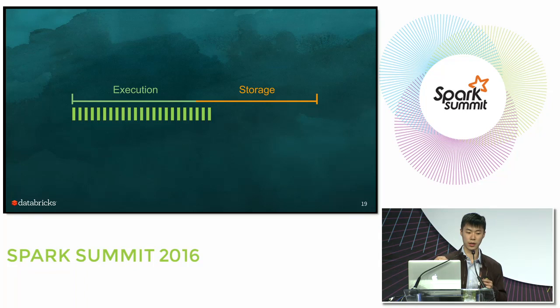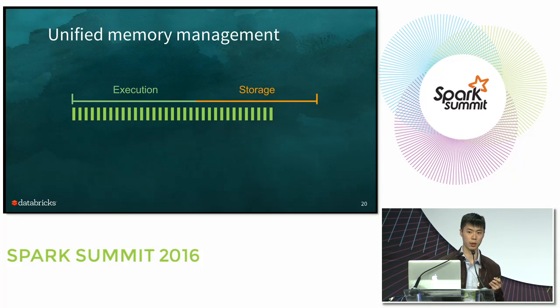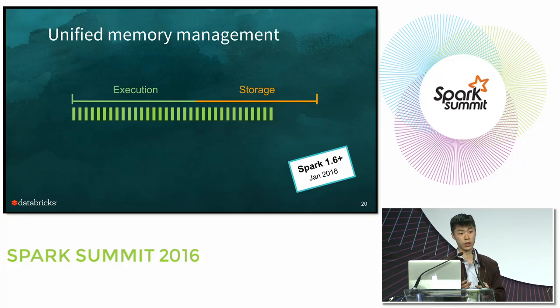So previously in the other approach, I would have already spilled by now, but now I'm just happily acquiring execution memory without spilling. So this is what I mean by unified memory management. It has been in Spark since Spark 1.6, which was released earlier this year. So this is kind of a silly example, right? There's like nothing on the storage side.